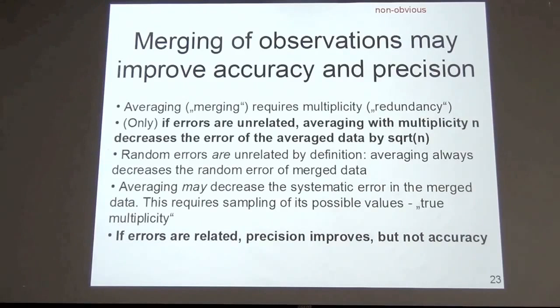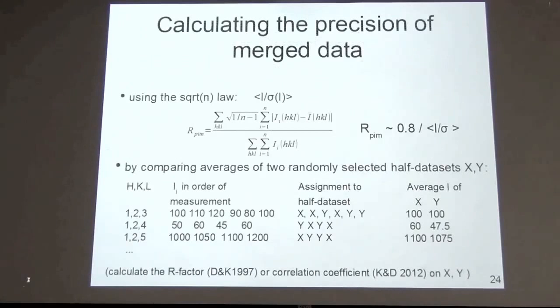So if the errors are related, and in the case of systematic error they are often related, then we can improve the precision by merging, but not necessarily the accuracy, unless we are really sampling the possible values of the systematic error evenly or at least randomly.